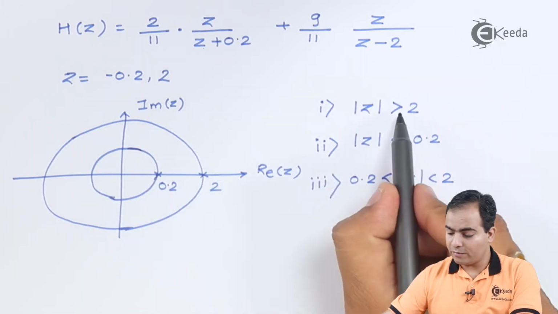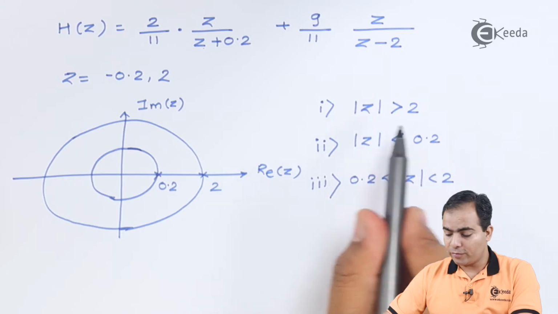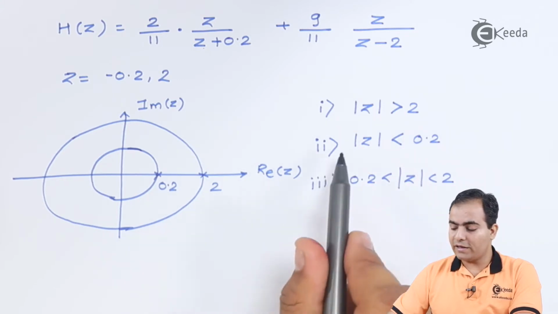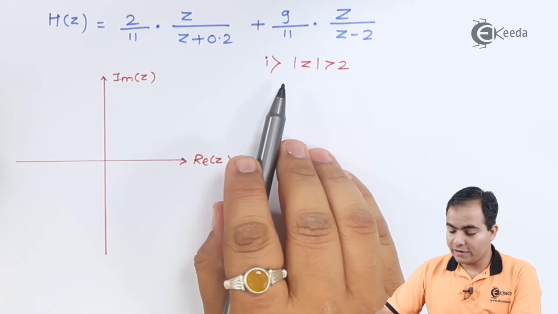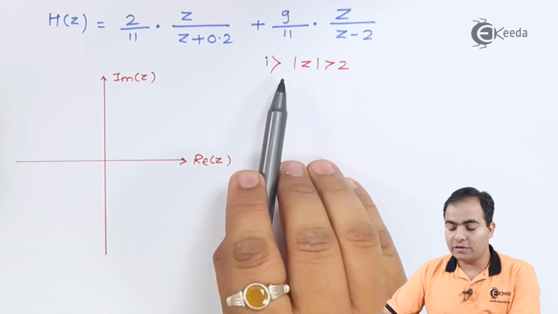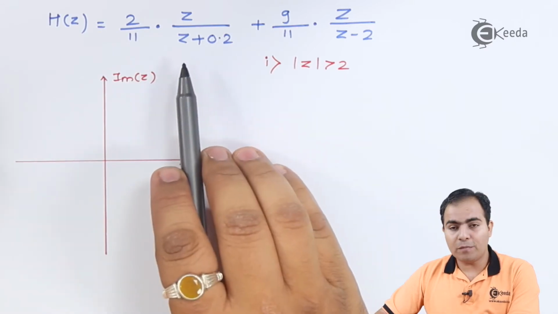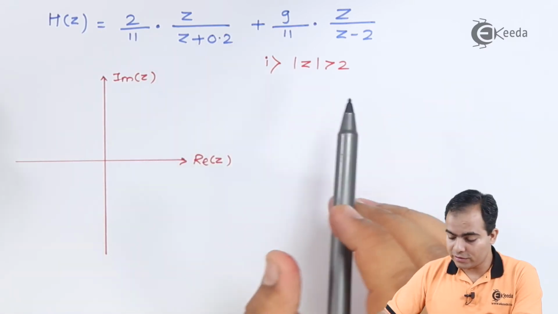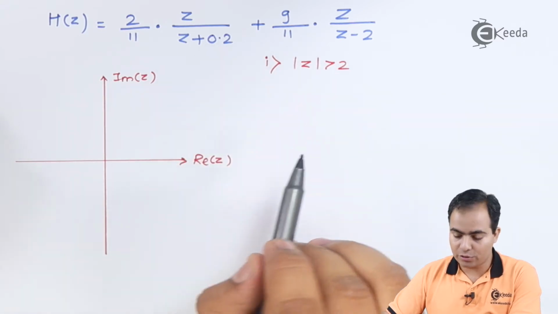Now we will write the equation, or you can say the inverse z transform of h of z, and find it using these three ROCs. First of all we'll calculate for the ROC mod z greater than 2, and later on the next two. Now we'll find the inverse z transform for the first ROC. Here the first ROC is mod z greater than 2. First of all we will plot the two pole values, or two circles of radius 0.2 and 2.